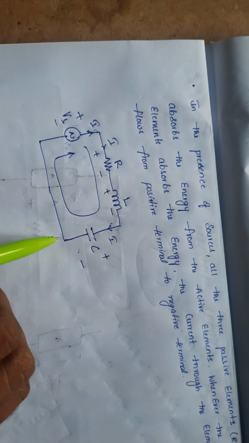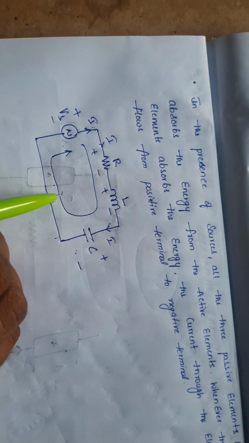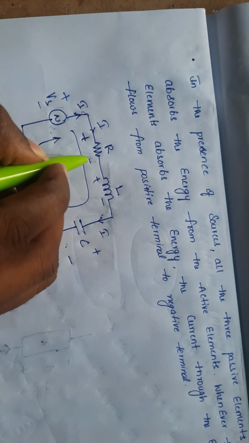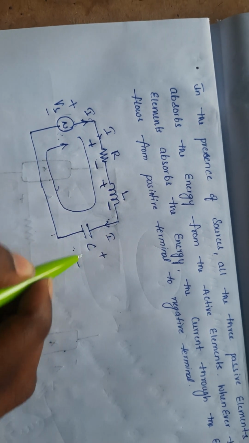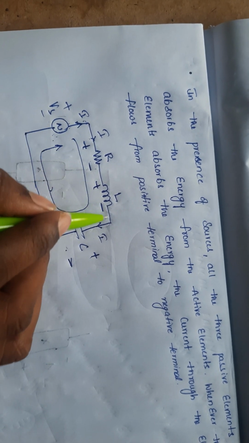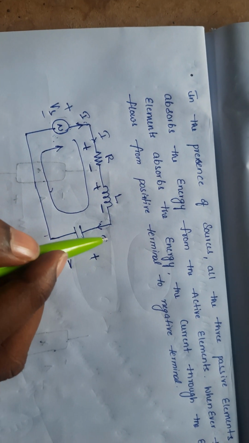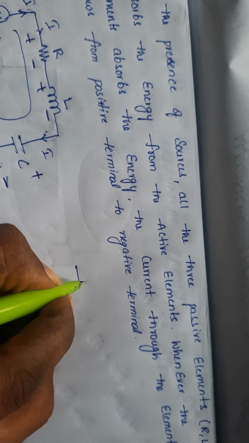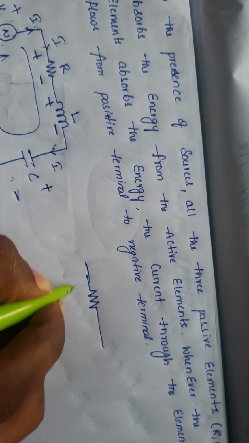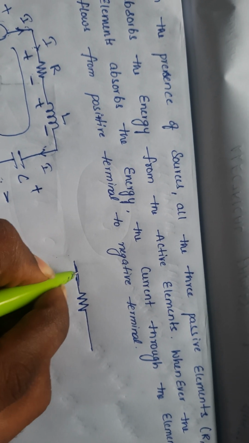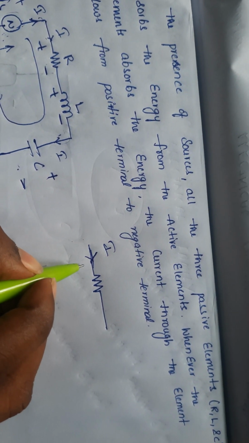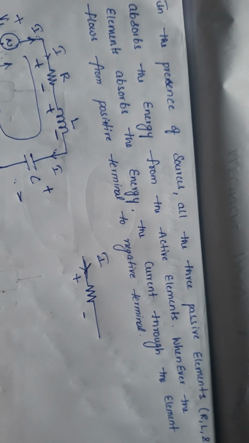Whenever the element absorbs the energy, the current through the element flows from positive to negative. This is the positive and this is the negative. This is the way of current flowing, from positive to negative. For the resistor, the current flowing is this, so the positive terminal is this and the negative terminal is this.